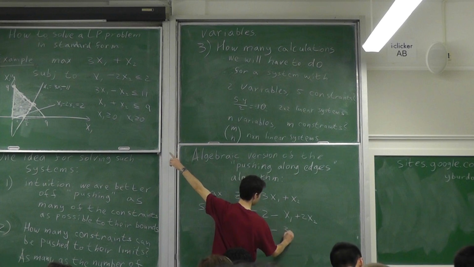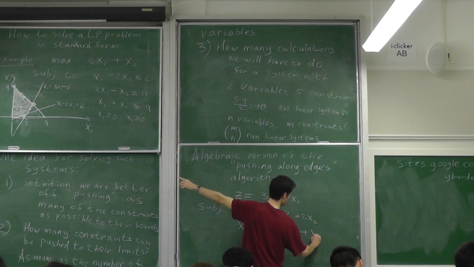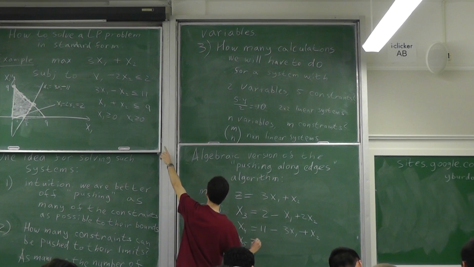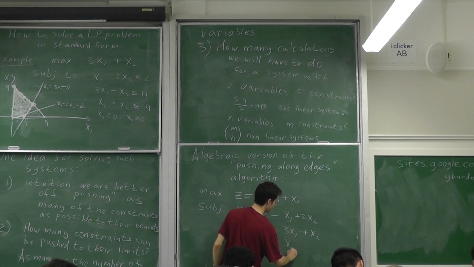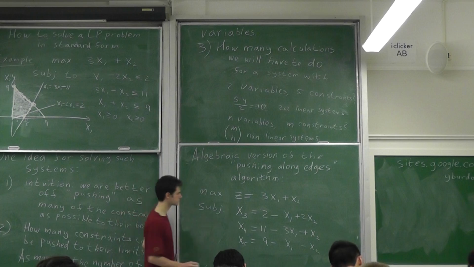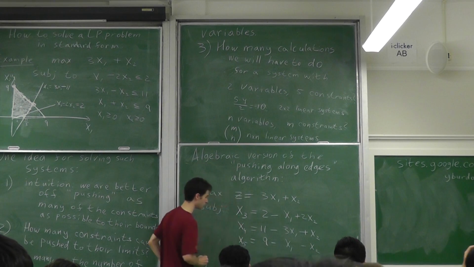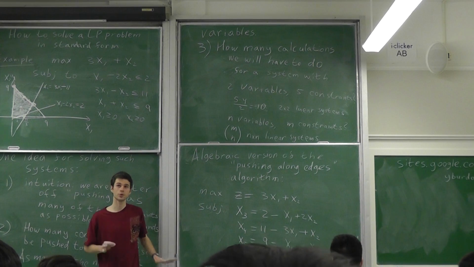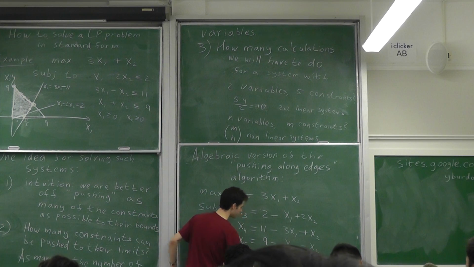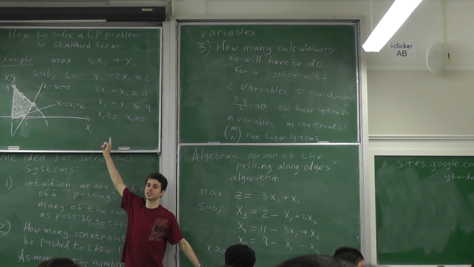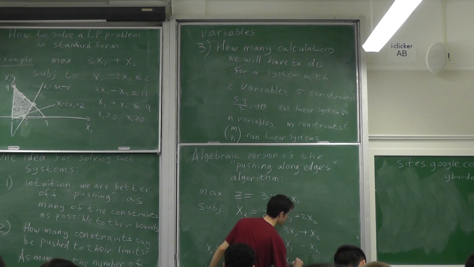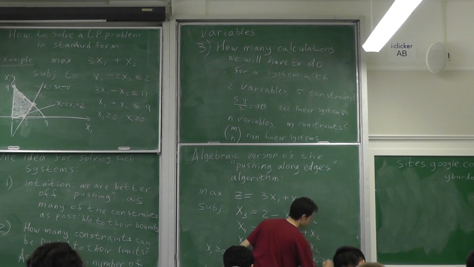x4 is 11 minus 3x1 plus x2, and x5 will be 9 minus x1 minus x2. And I want, well, what do I want? I want x1 to be positive, x2 to be positive, and I also want the inequalities to be satisfied. They are just x3 is positive, x4 is positive, x5 is positive.